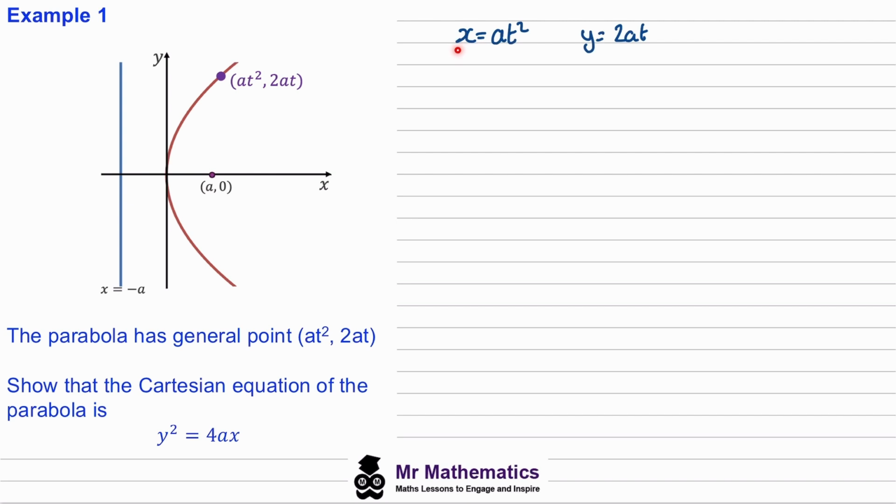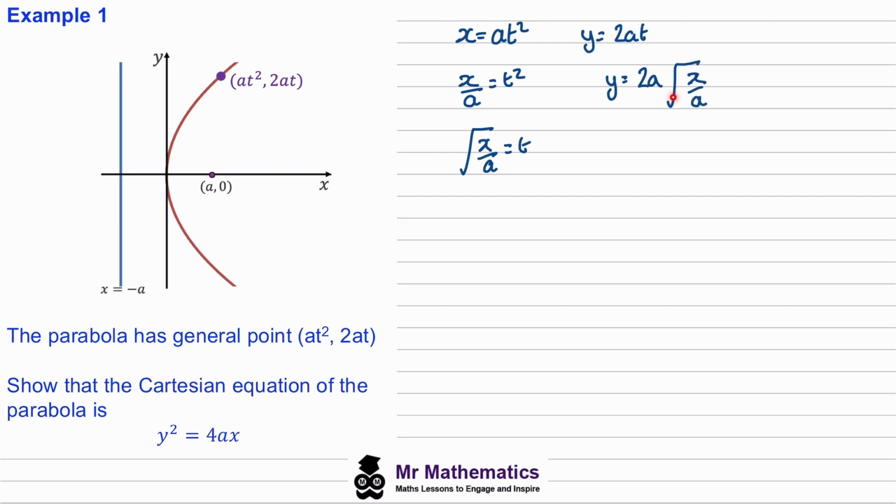So if we begin by dividing both sides by a, then we'll get x over a will equal t squared. And then we can take the square root of both sides. So we get root of x over a will equal t. And then, like I said, we can substitute this value of t into here. So y will equal 2a times the square root of x over a.